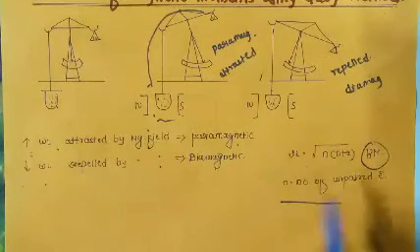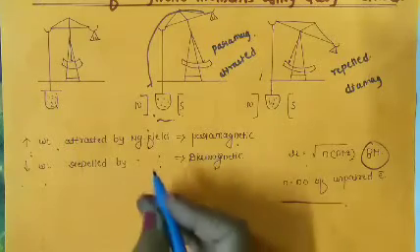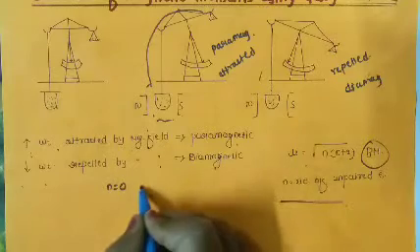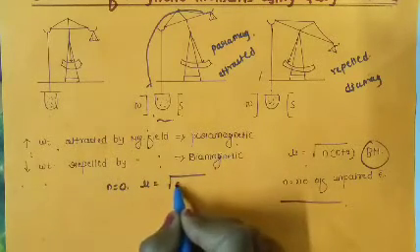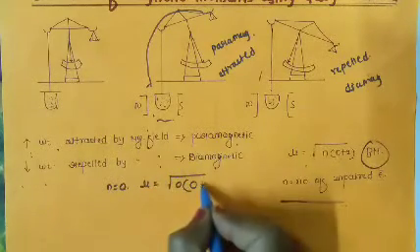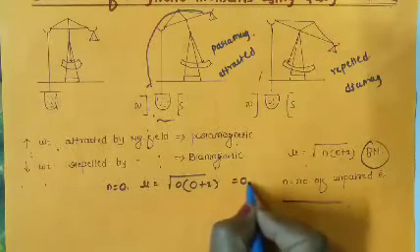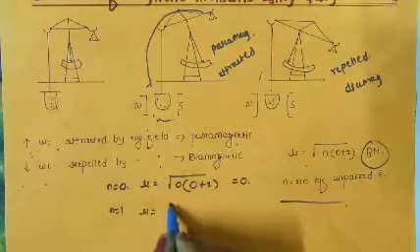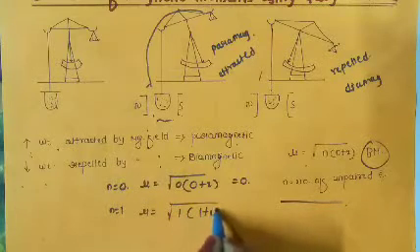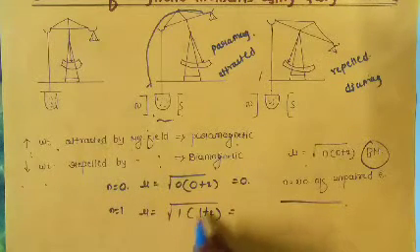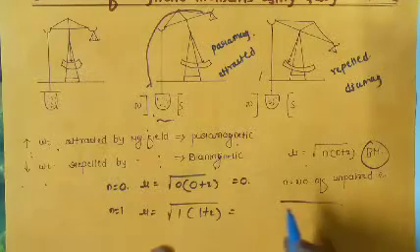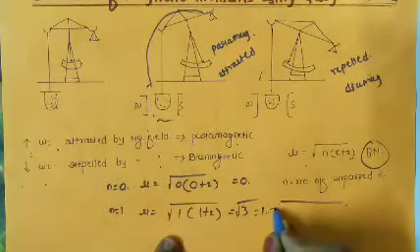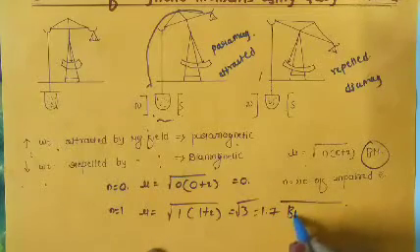Here n stands for the number of unpaired electrons. For n equal to 0, mu is equal to root of 0 into bracket 0 plus 2. Here its value is 0. For n equal to 1, mu is equal to root of 1 into bracket 1 plus 2. Here the 1 and then this is 3. 3 into 1 is root 3. Root 3 is nothing but around 1.7 Bohr magneton.